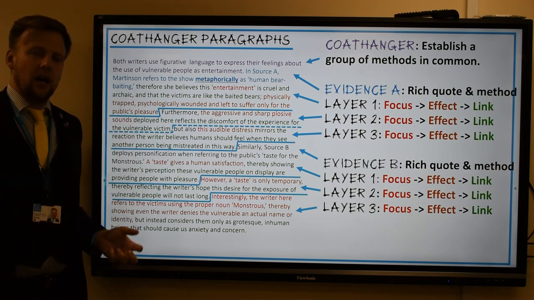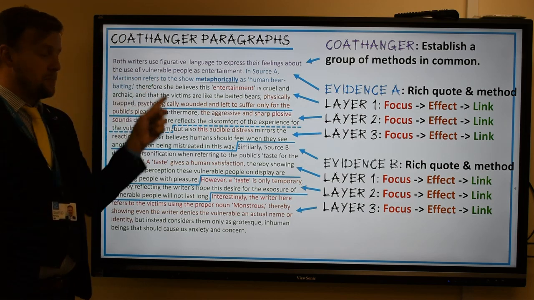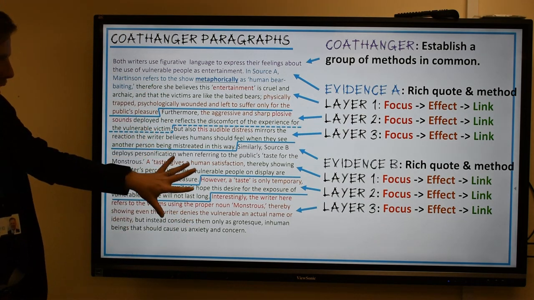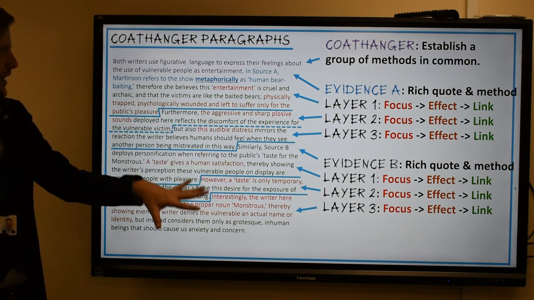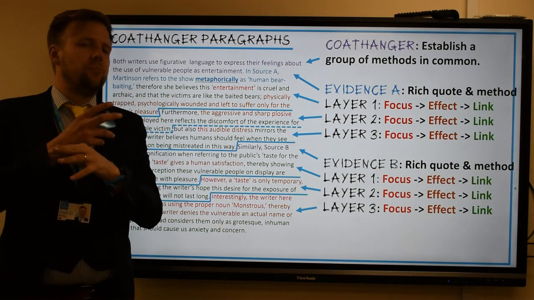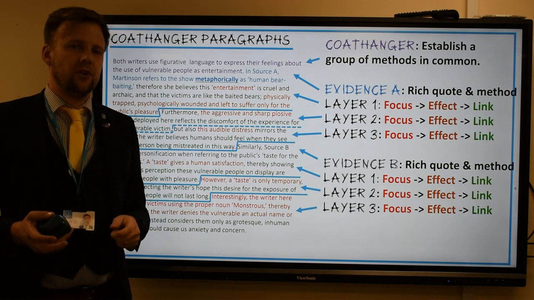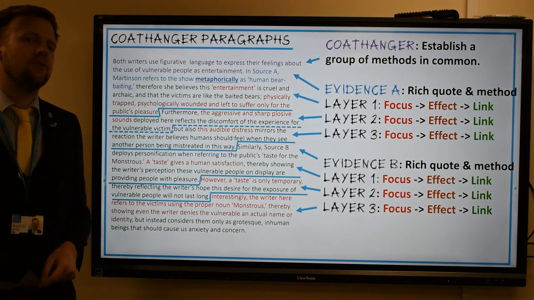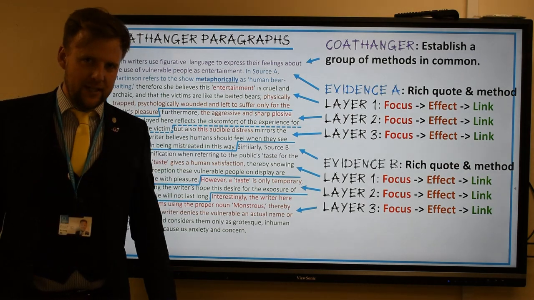detail analysis, I've shown the ability to compare how methods have been used because I've said how both of them use the same one, but I've also got words, sentences, alliteration, figurative language. I've picked apart a whole range of methods. I've talked about how the writer has communicated their viewpoint, not just what their viewpoint is.